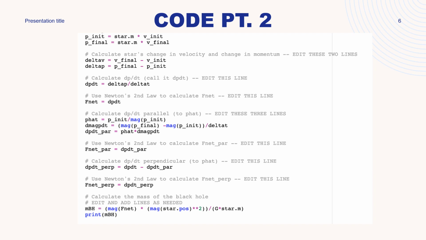And then we used Newton's second law to calculate Fnet for parallel and for perpendicular, as you can see below. And so for Fnet perpendicular, which is just equal to dp/dt, we just kind of renamed the variables.